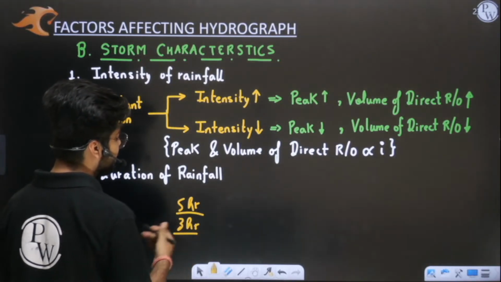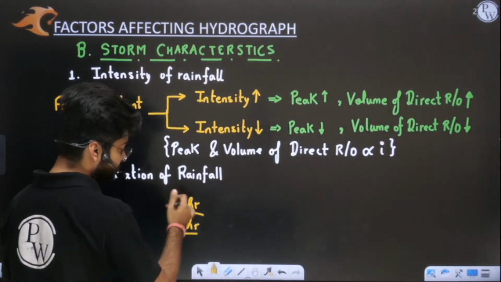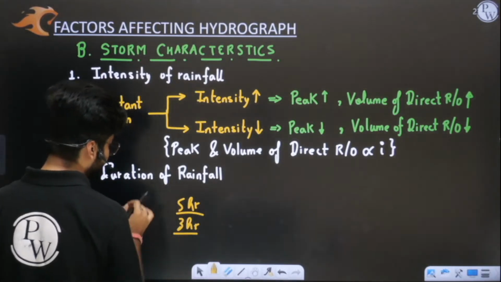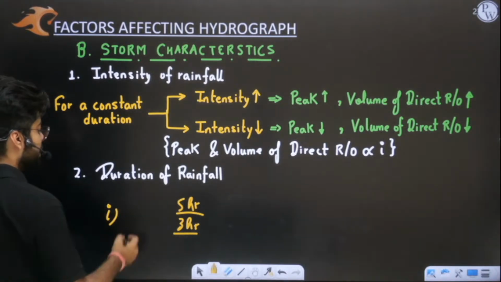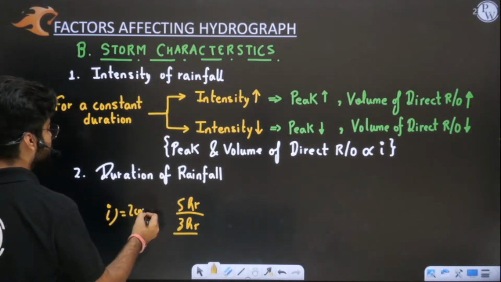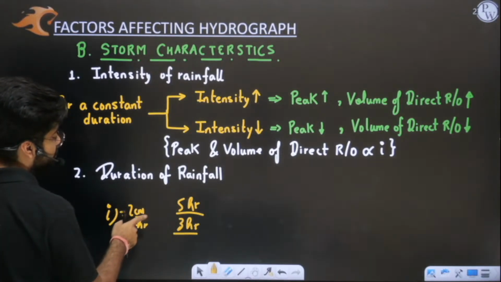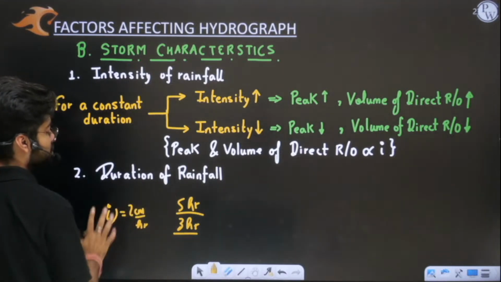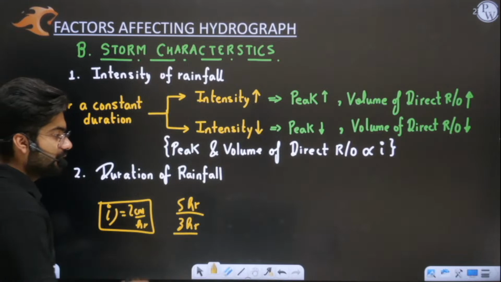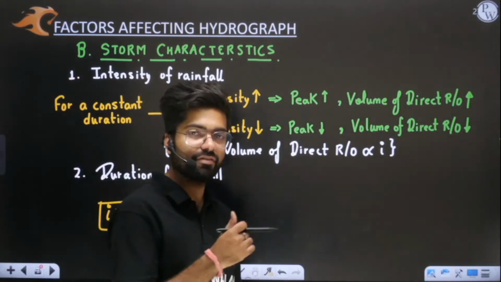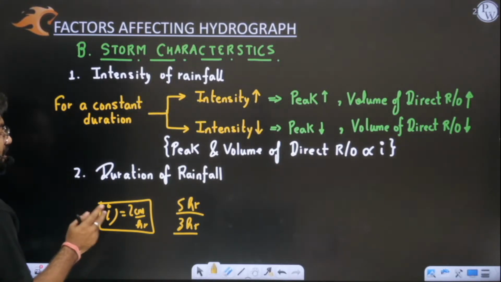The first has happened for 5 hours and the next one has happened for 3 hours. Understand? If we want to compare them, we have to make sure that intensity is the same in both cases. Let us say intensity is 2 centimeter per hour. This 2 centimeter per hour rainfall will happen for 3 hours and also for 5 hours. So we will make intensity constant, then we will compare.